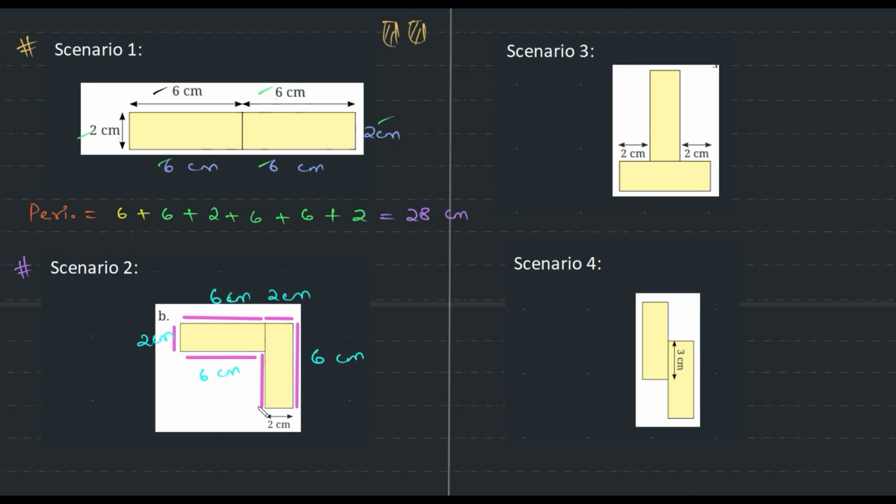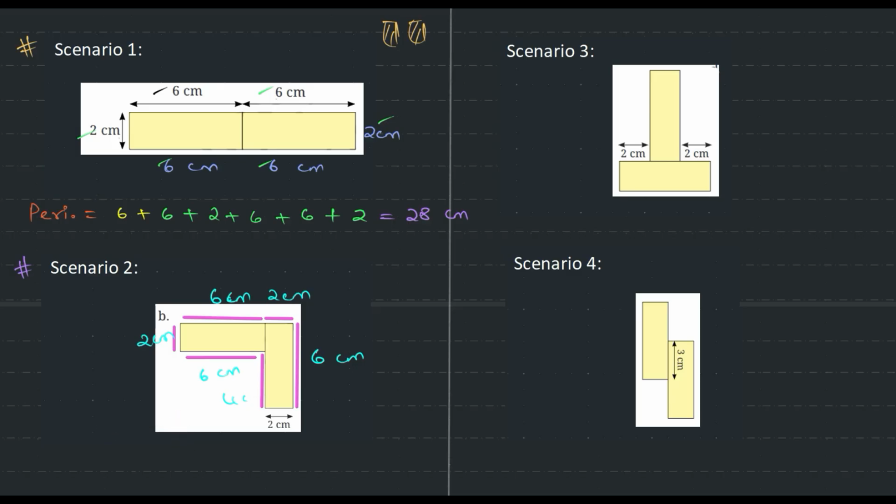We are missing this length over here. How much is that? Think. I'm waiting for you guys to think. This is 4 centimeter, guys. And this is 2 centimeter. How did I get 4? How did I get 4 is the question.